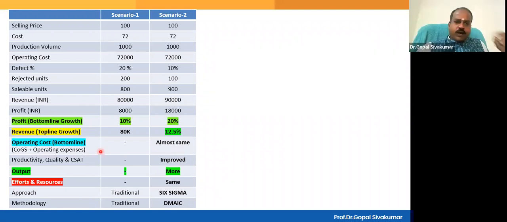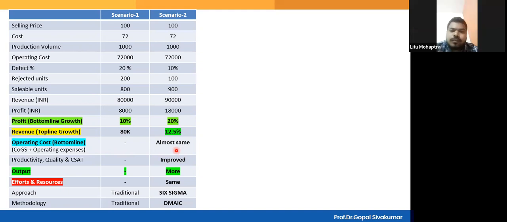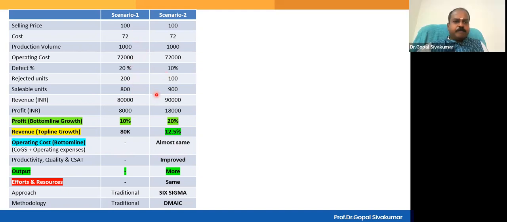So the operating cost now almost remains the same, but the output increased. Earlier the output was how many? Only 800. Now the number of outputs is 900. You have increased the output without increasing the input. Such projects are called Six Sigma projects, and the result is profit maximization.